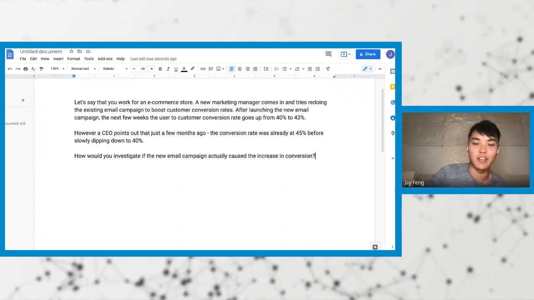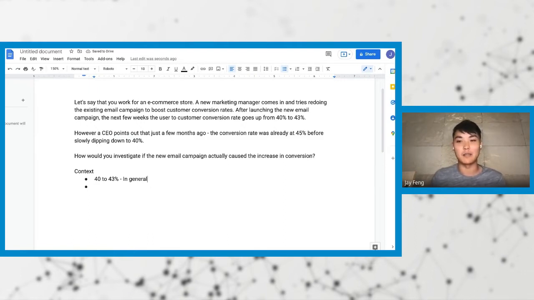Yeah, let's say the store gets 1,000 users a week, and 40% of them convert towards buying something. And then after the email campaign, for the next few weeks, 43% of them converted to buying something after the new email journey, right? Yeah.